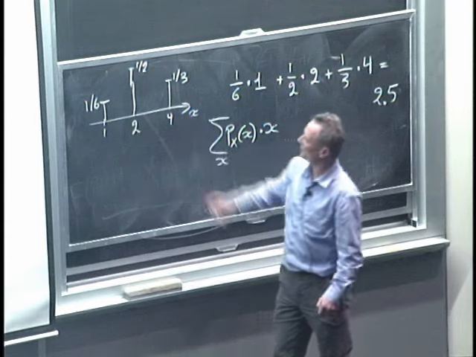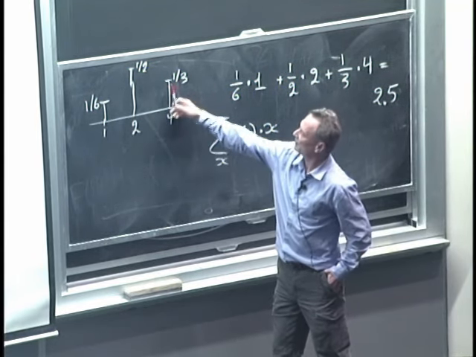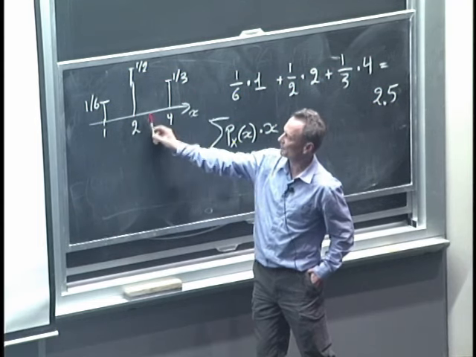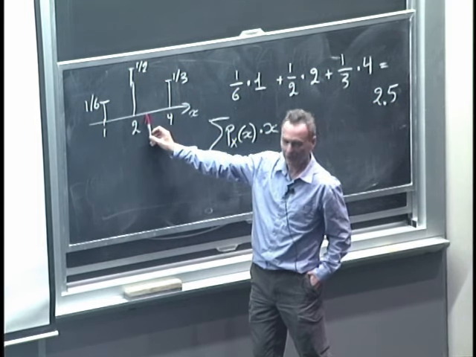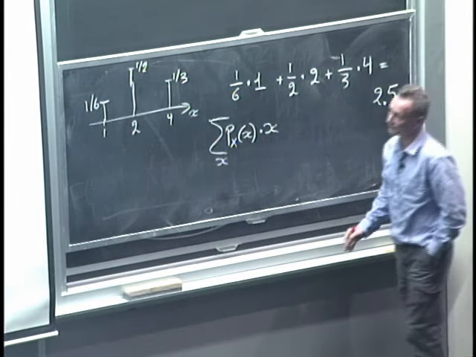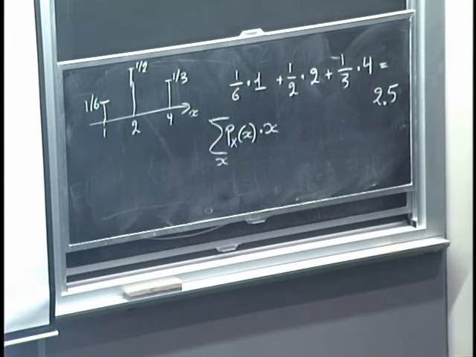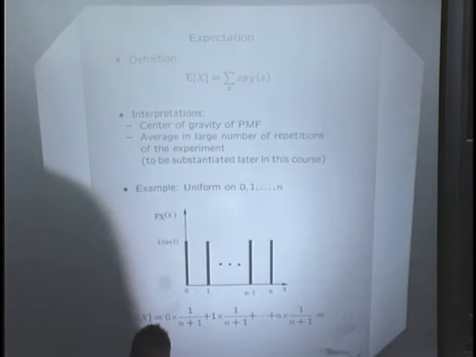So in this thing, by picture, since the 4 is a little more to the right and a little heavier, the center of gravity should be somewhere around here. And that's what the math gave us. It turns out to be 2.5. Once you have this interpretation about centers of gravity, sometimes you can calculate expectations pretty fast.